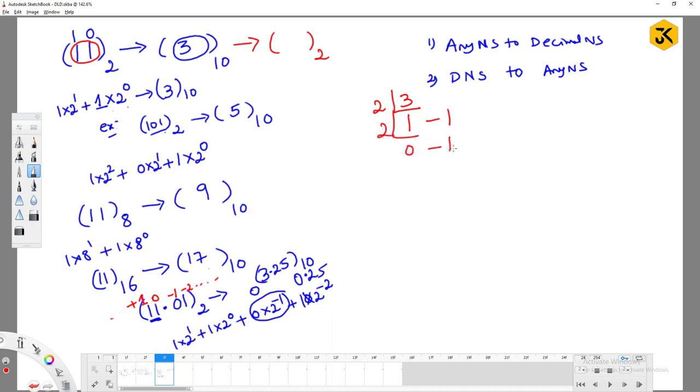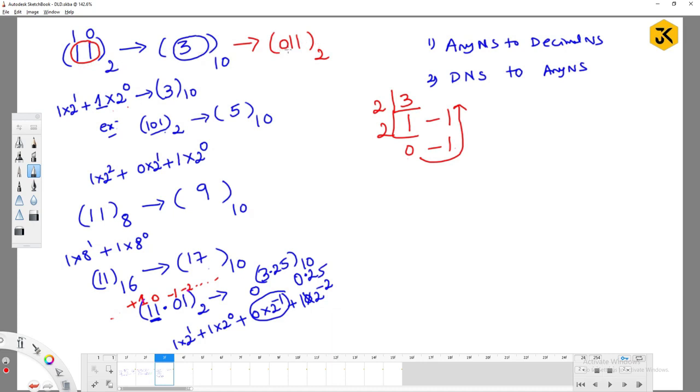So like this you have to calculate until you get the remainder 0, or until it cannot be solved. If you write this in reverse order, from bottom to top, that will be the respective number system data. Are you getting the same data or not? Yes, right? 1 1 base 2 is equivalent to 3 base 10.